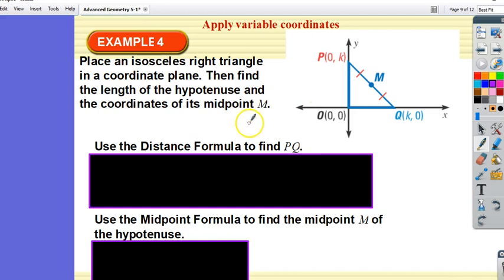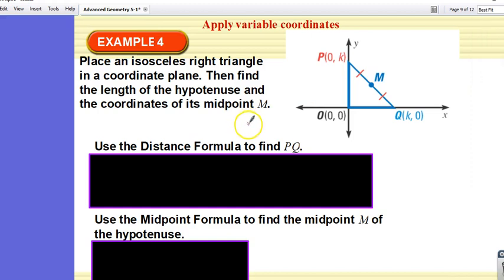Place an isosceles right triangle in a coordinate plane. Isosceles right triangle, 90 degrees, 2 equal sides. This length is K. This height is K. Right? Isn't this a 45, 45, 90, so it's x rad 2? K rad 2 is this distance, just saying. Now let's see what they want. They want to find PQ. Well, PQ is K rad 2. I can do that just knowing that this is a special right triangle. This is a 45, 45, 90, x rad 2, right?